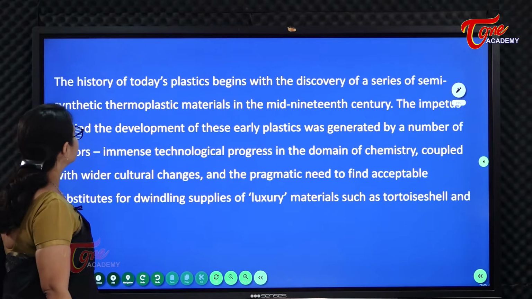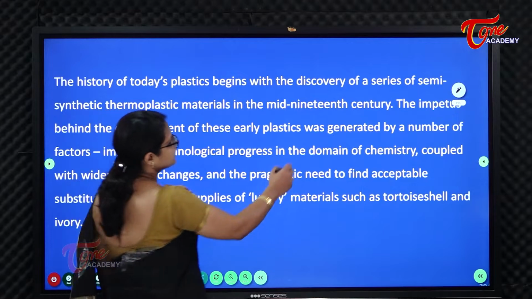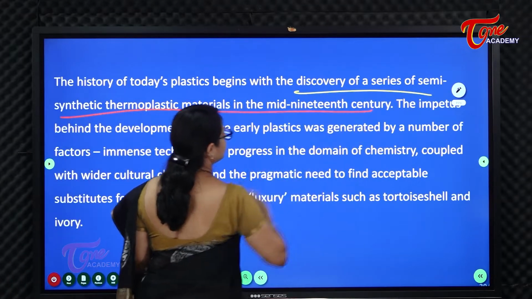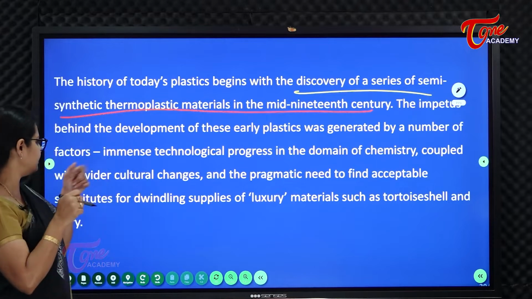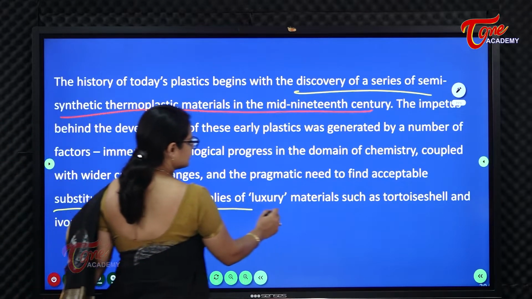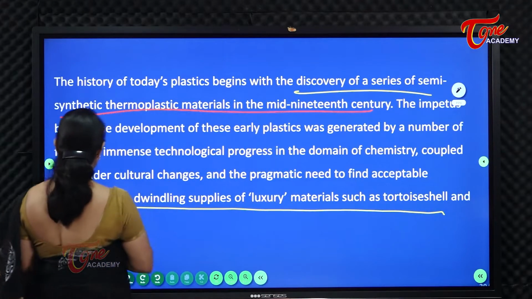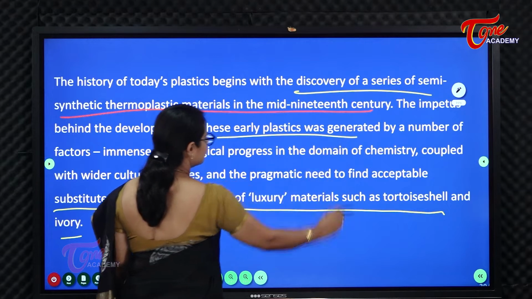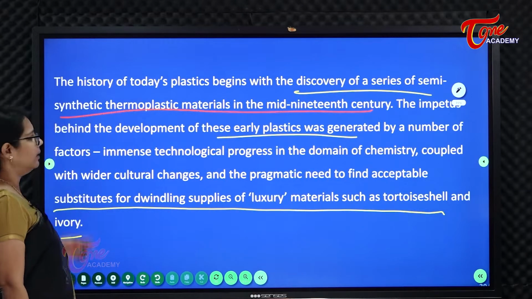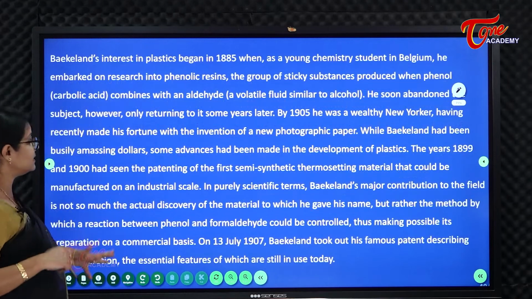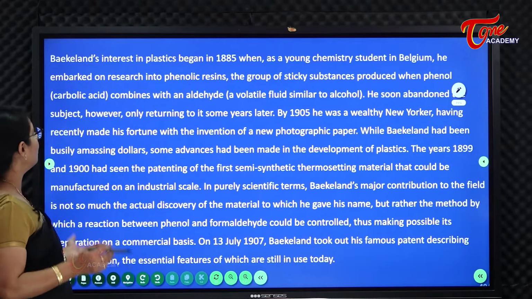The next one, all right, discovery of a series of semi-synthetic thermoplastic materials in the mid-19th century. So 19th century, that becomes important. Substitutes for dwindling supplies of materials such as tortoise shell and ivory. This is important. Early plastics were generated. That is also important. Once you skim through it, you kind of understand what you actually want.